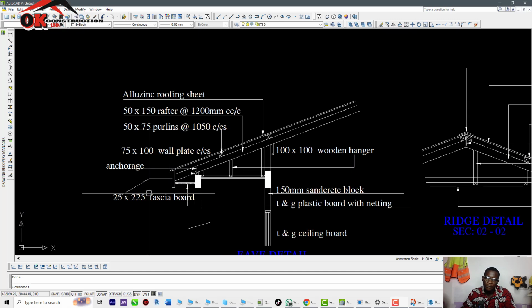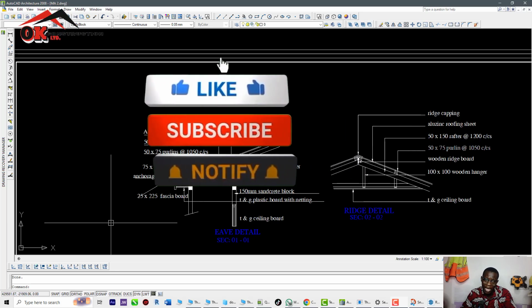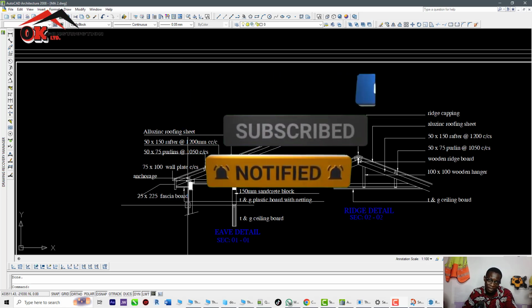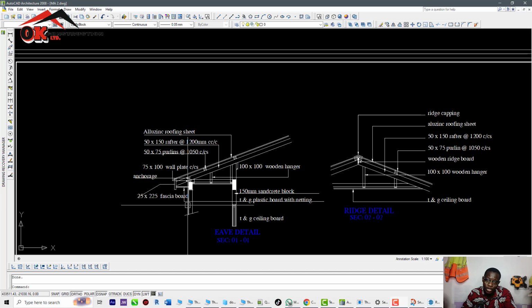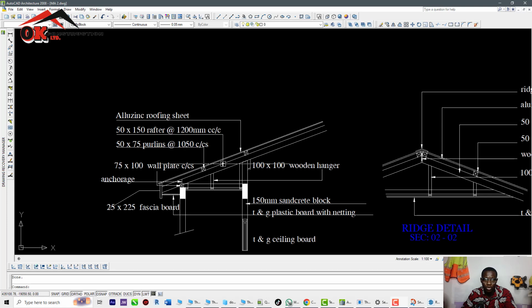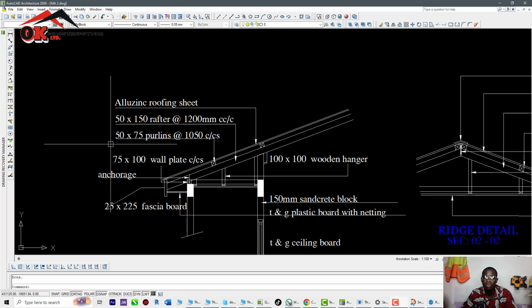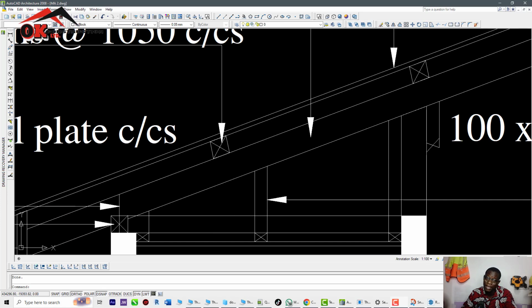All right, and this is the same thing, the same pattern, with a little bit different details. Then the zinc on top of the 2x6 rafters is shown here in this particular area, and then the 2x3 purlins where the roofing sheet lies are also shown.